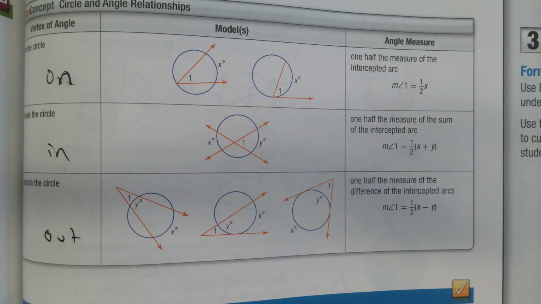We know if an angle is ever on the circle, it's an inscribed angle, so it's 1/2 the arc. If the angle is inside the circle, it's 1/2 times the arc it makes, plus the arc that's directly behind it. And if it's outside the circle, it's going to be 1/2 times the arc that's farthest from it, subtracted the arc that's closest to it.